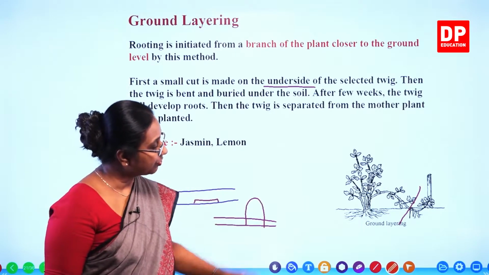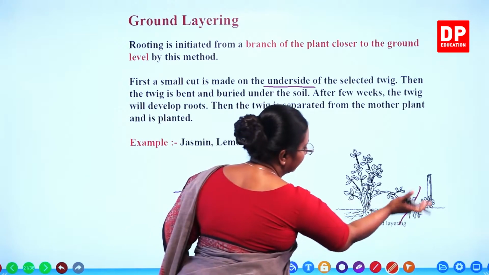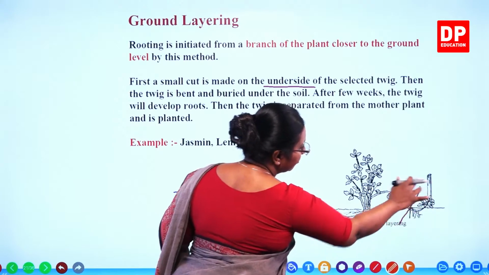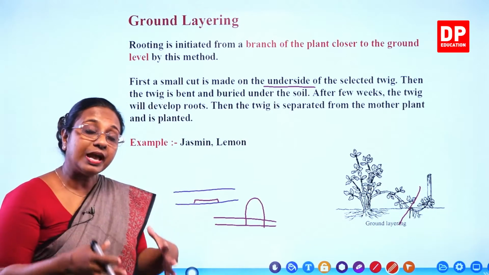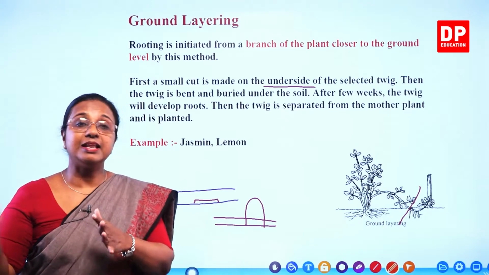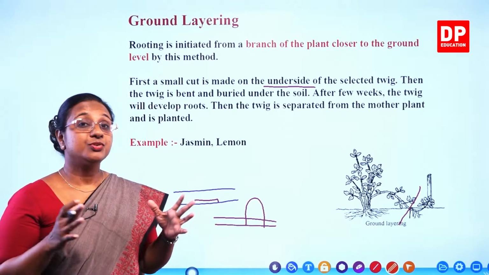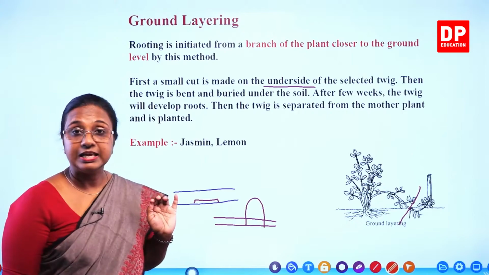You can allow it to put a cut, then this twig will go back to this plant, this will grow into a new plant, or you can take it, uproot it and replant it somewhere else. So that is how ground layering is done.